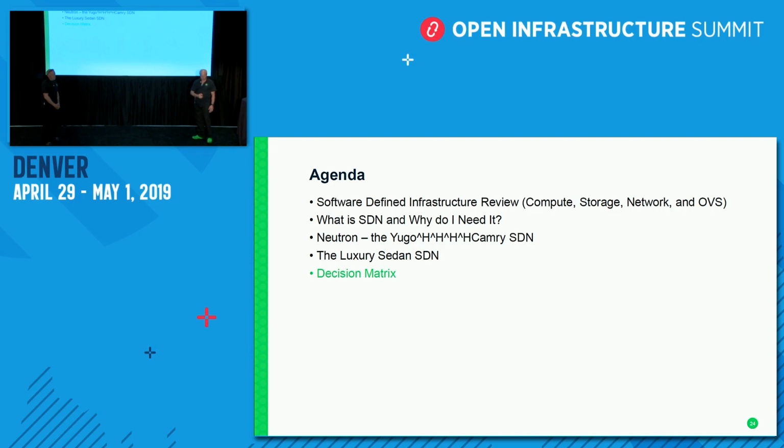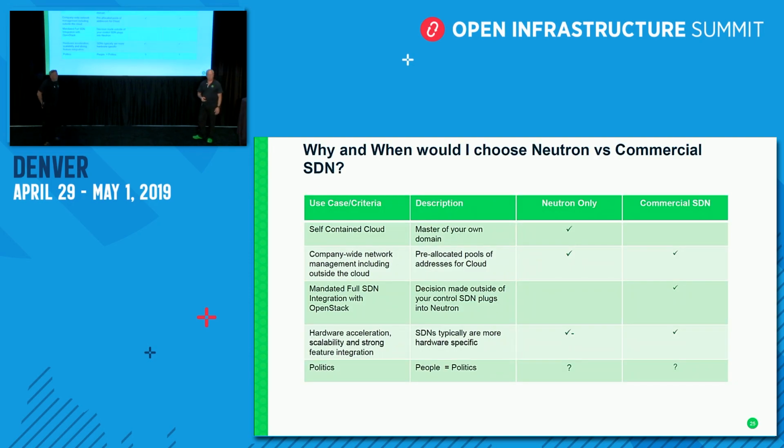So what I want to close with is a decision matrix. When would you use Neutron on its own with Open vSwitch? When might you consider using an SDN? When might you be forced to use an SDN? So we'll just go down the matrix here. Obviously, if you have a self-contained cloud and it's only OpenStack, and you really want to be master of your own domain, you don't want to have to talk to anyone outside your group, then obviously the self-contained Neutron-only implementation would be something that you would choose.